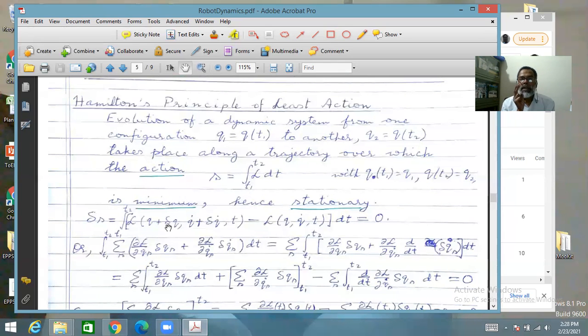There are two points here. This delta q is very small at all times, except that at time t1 it is 0 because this is given, and at time t2 it is 0. Besides, the partial changes in delta q and delta q dot, the changes in positions and velocities, should be such that the time derivative of delta q is equal to delta q dot. So these are consistent variations. That is, some arbitrary delta q and whatever else delta q dot will not work.